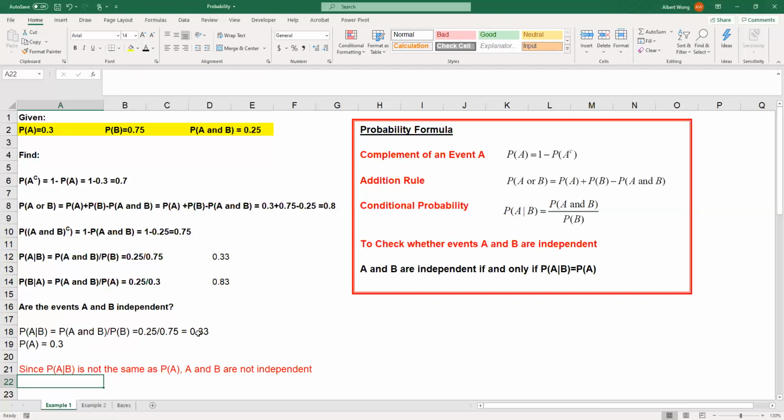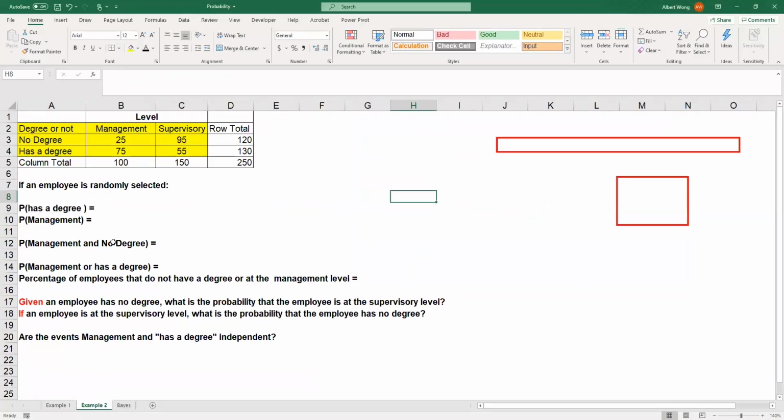So in this example, we can calculate a number of probabilities once the basic probabilities of A and B are given, right? So the 3 things that you need to know are the probability of A, the probability of B, and then the probability of A and B. And then we are able to do a number of probability calculations as well as check whether the 2 events are independent.